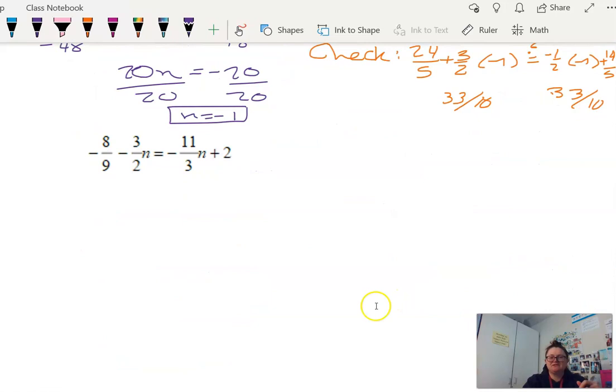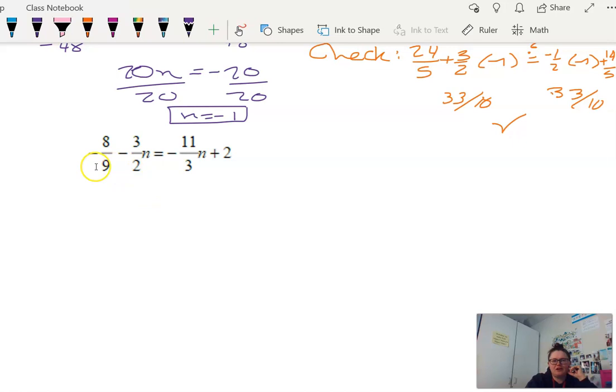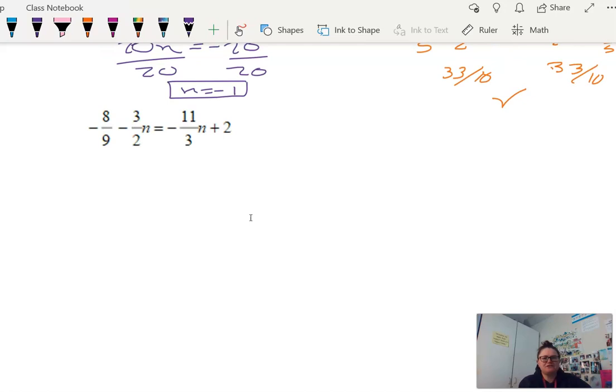And this one was pretty easy because these were both prime numbers. So the next one I'm going to show you is one where we have a composite number and some prime numbers, and there's more different denominators. So you just have a little bit more steps. So same thing. First step, we need to find the least common multiple of 9, 2, and 3.